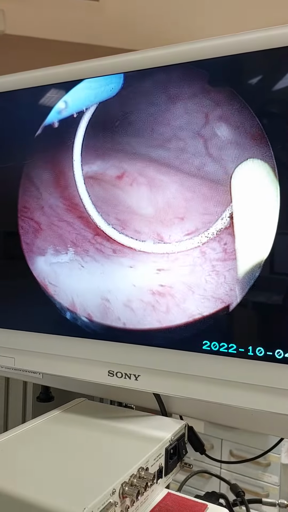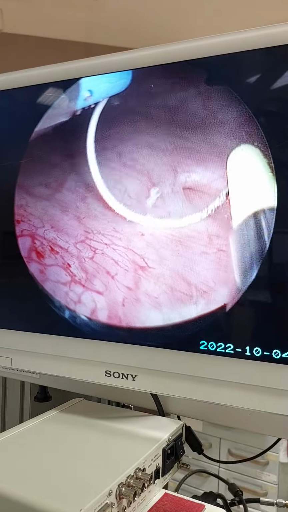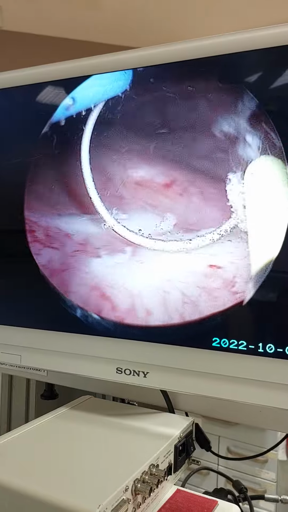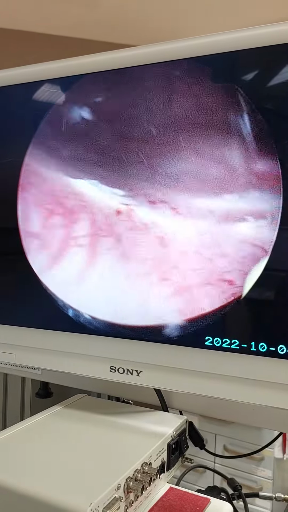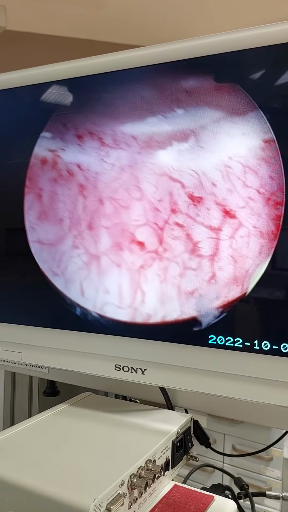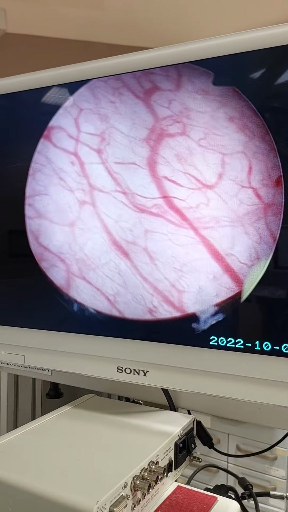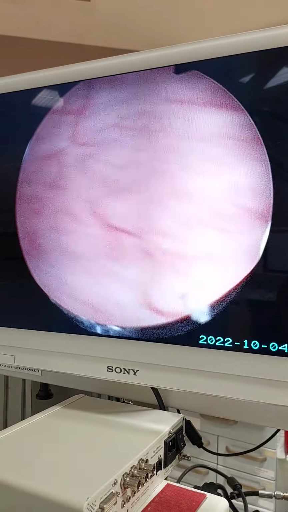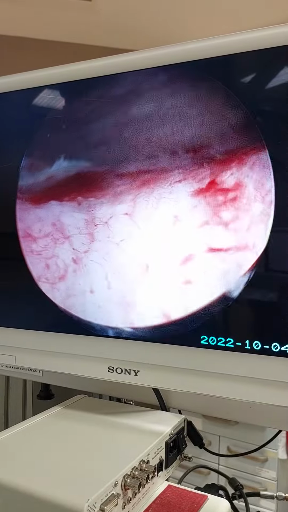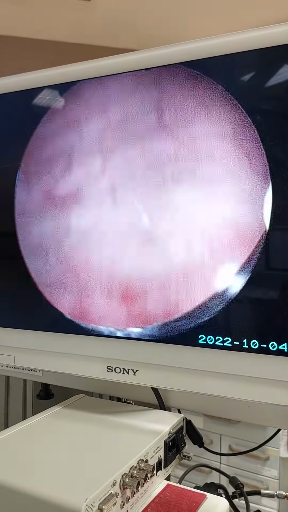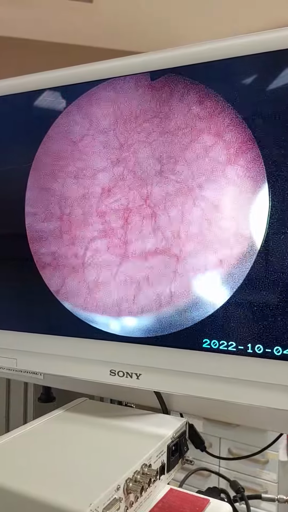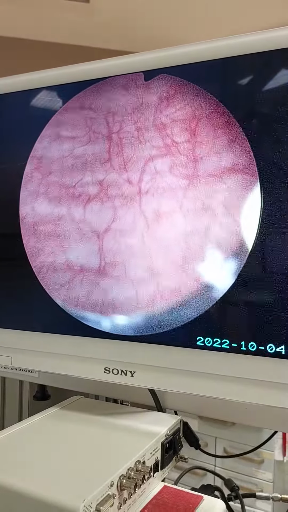I am marking the borders. I can't come just close to the orifice, but all the bladder mucosa is affected. So look, this is an abnormal mucosa. This is a normal mucosa. This is a normal mucosa. And additionally, this part comes into contact with the back wall of the bladder. I always look if there is any problem in this part.